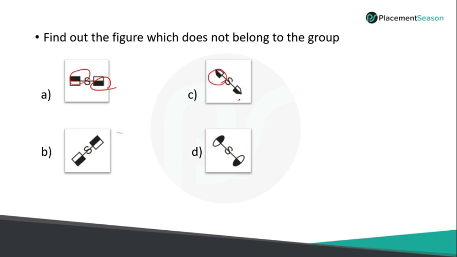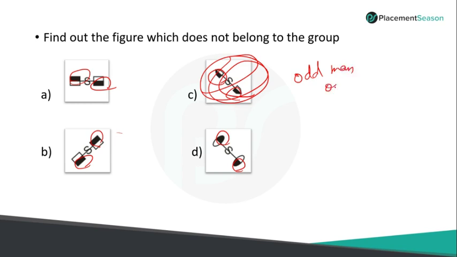It's not alternate. Same here. It is alternate here and this is alternate here. So what will be the answer? This one is different. Clear? So odd man out. Clear? So very simple. It will not take more than 5 seconds. It is just testing your visual reasoning.